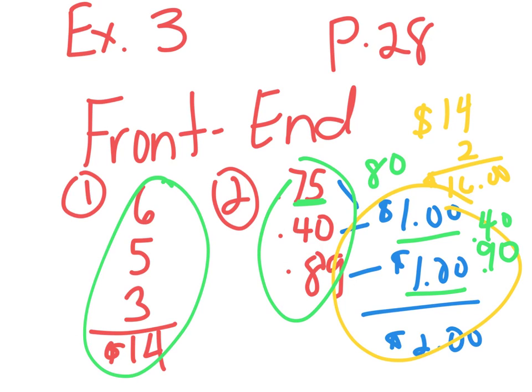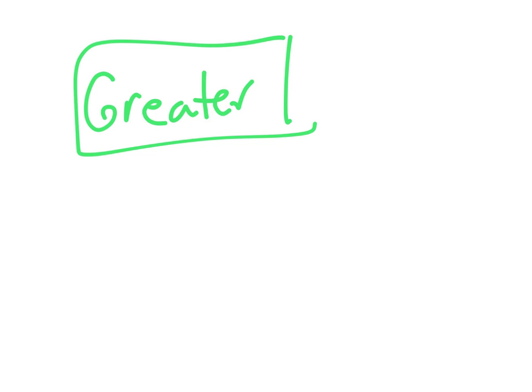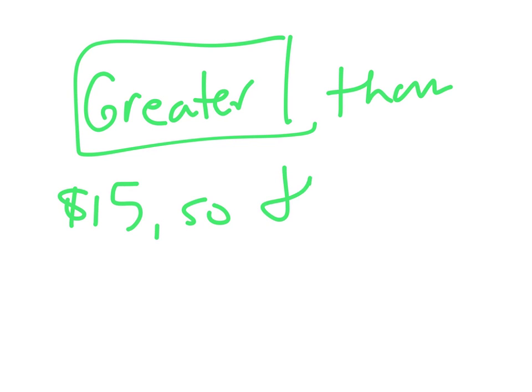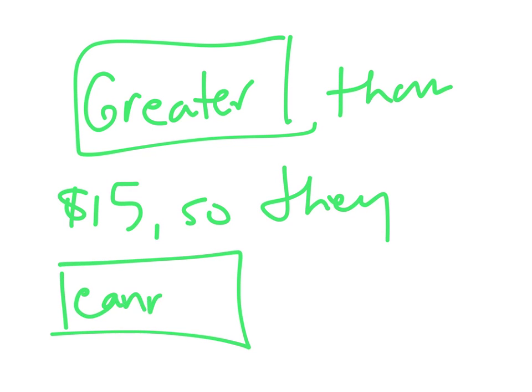And then the last is, it says the estimated sum is greater than $15, so they cannot buy the milkshake. So make sure you read what the problem was that they were trying to solve, so that it makes sense to you.